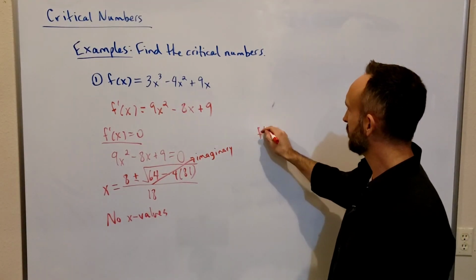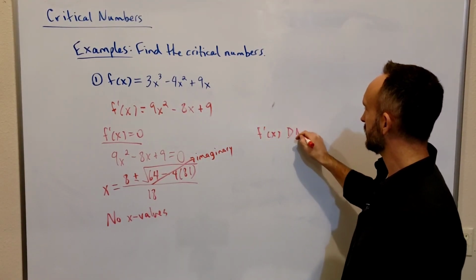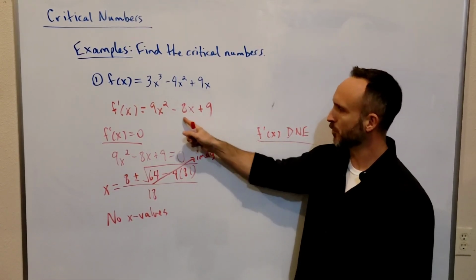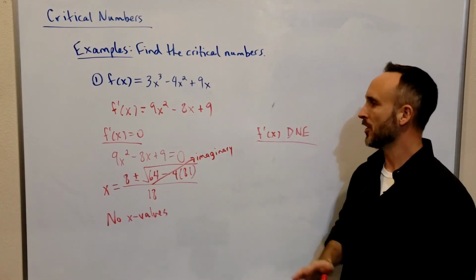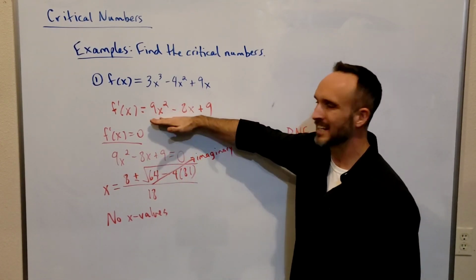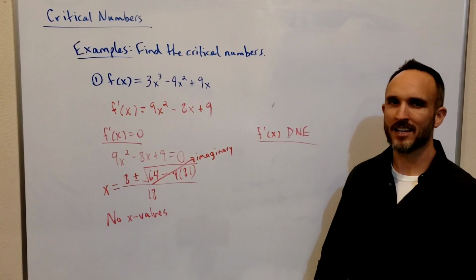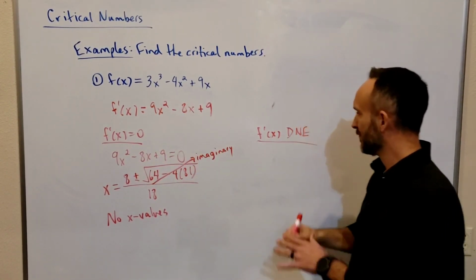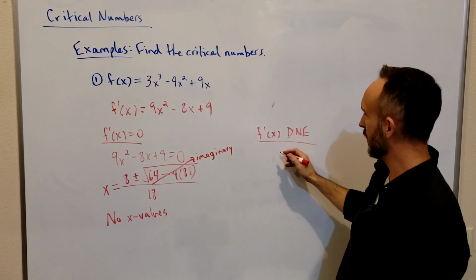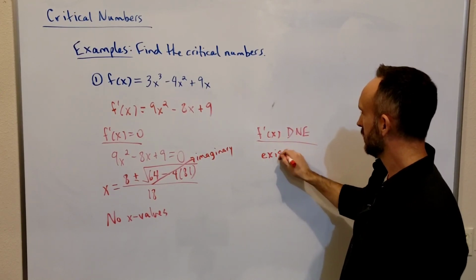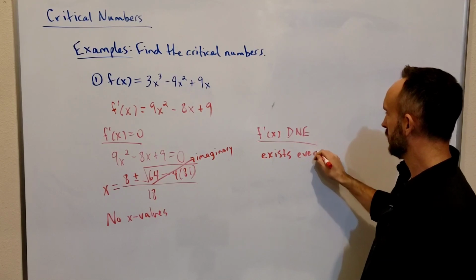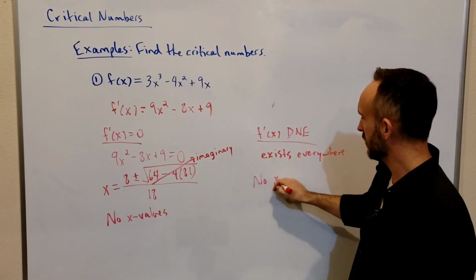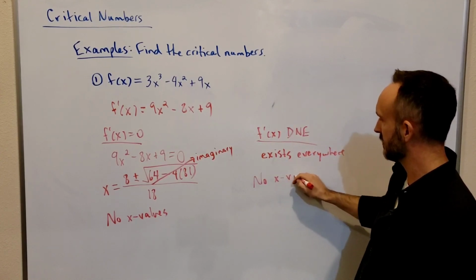Now, let's look at f prime of x and where it does not exist. Basically what we do is we look at the f prime of x formula and ask about the domain. Are there any x values for which you cannot calculate this formula? And the answer is no. You can plug any x value into this formula and get a number. So f prime of x exists everywhere, meaning that we get no x values here that make f prime of x not exist.